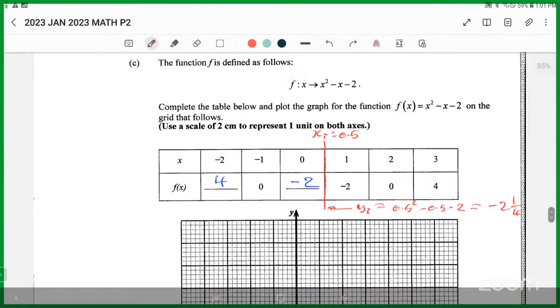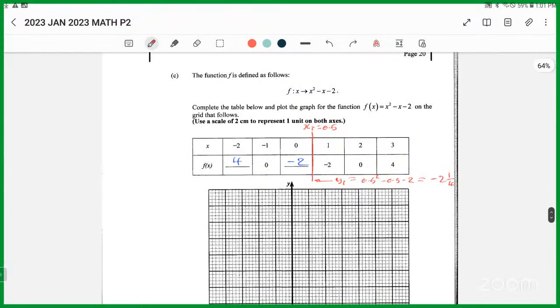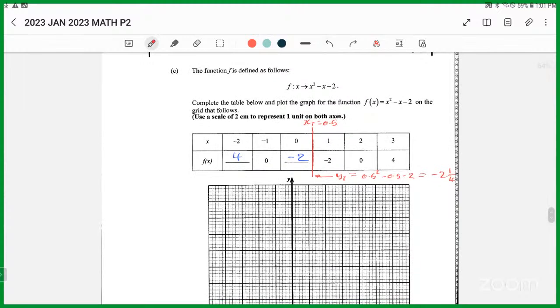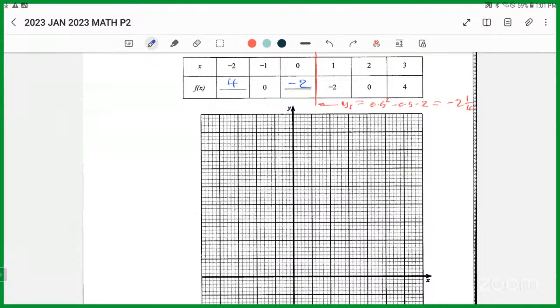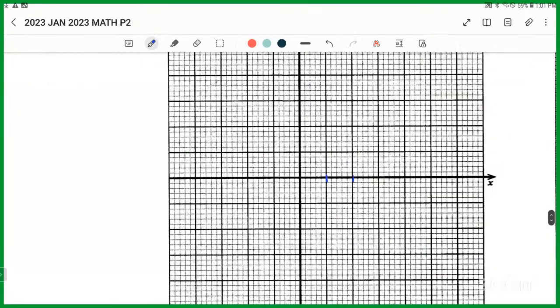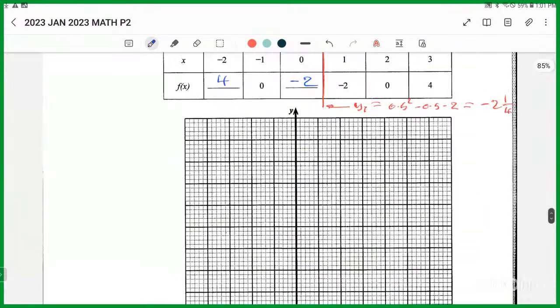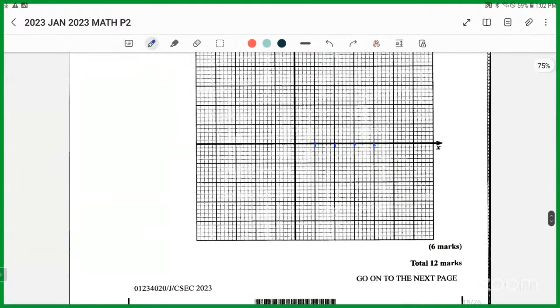That is it. And I want to sketch a graph here, all right? You complete the table and plot the graph. We're going to plot the graph. They give us the axis already, so let's label it up. So 1, 2, 3, 4. We're going to go 2 to 4. Let's go 2 to 4. We're going to go 1, 2, 3.